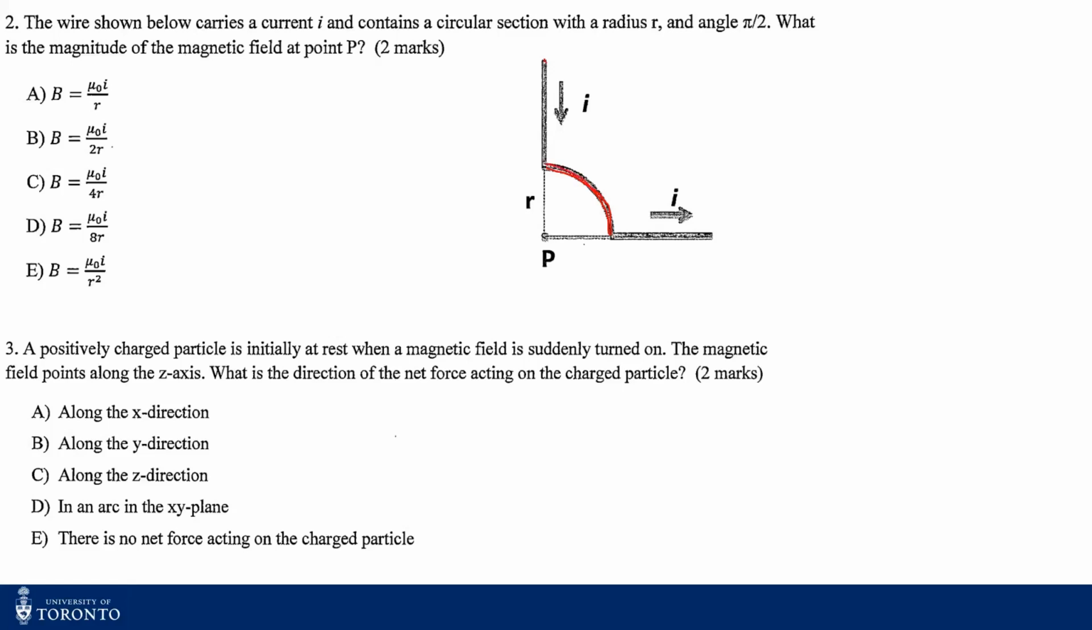And if we use our right-hand grip rule, thumb pointing to the direction of the current, we see that our magnetic field will be curling up such that we have a magnetic field like this. Yes, we have such a magnetic field. All right, now the only contribution we have is from the circular loop.